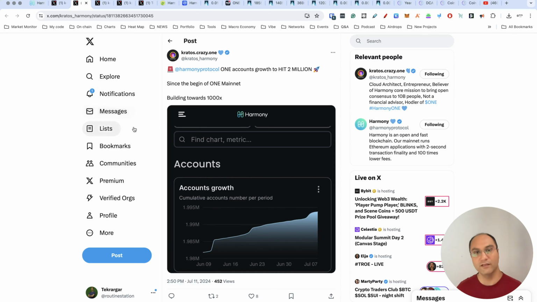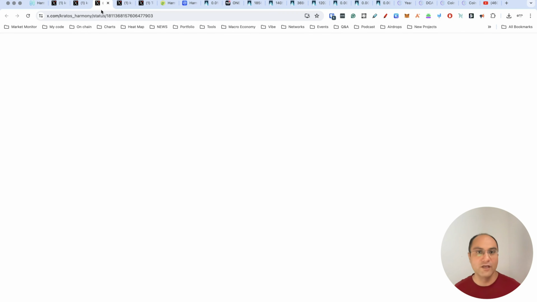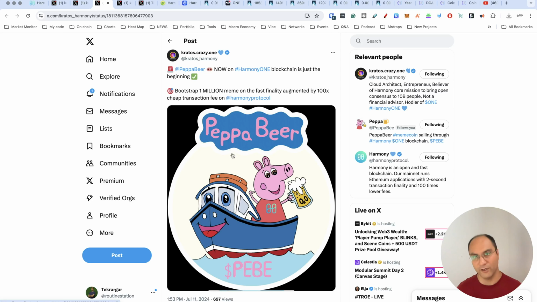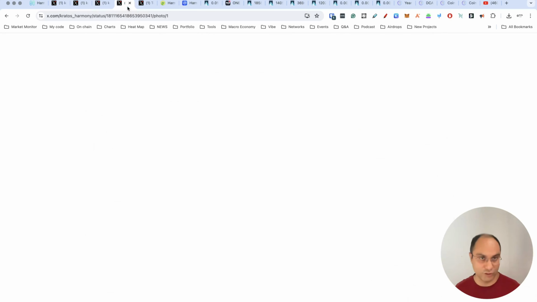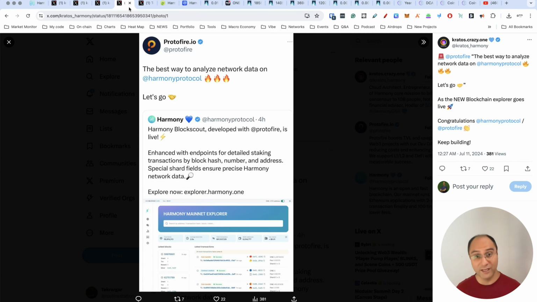But the main important development on his project, and in his tweet and the other progress on this project, is that we can see Harmony is surpassing more than 2 million accounts on this ledger. We can see the meme coin era is also coming to Harmony, which we saw on Solana and Phantom, and now on this cheap transaction ledger, which is Harmony. They developed and released the new Harmony Explorer.